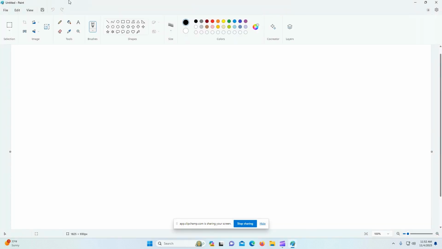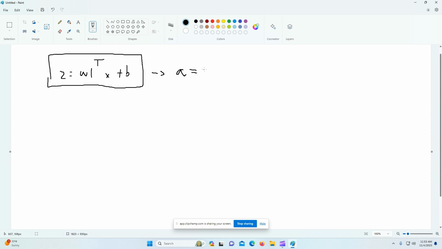Right. Okay, so to do gradient descent with logistic regression, z is going to equal our prediction, w transpose x plus b, and I'm going to put this in a rectangle. Then we're going to take the sigmoid and call that a. So a is going to equal the sigmoid of z.